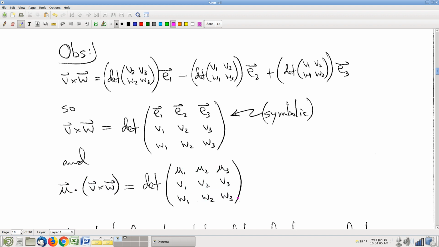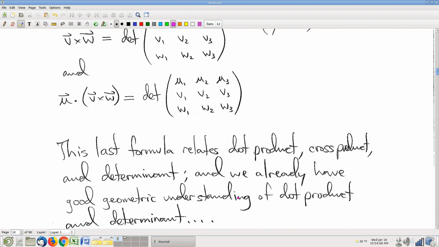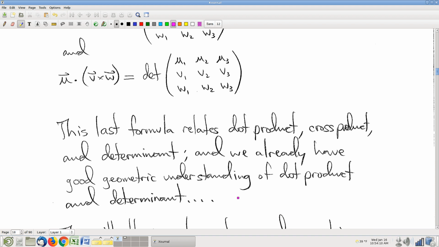Okay. So here's one of the beautiful things about this formula. I already understand the determinant geometrically. We have these neat facts about volumes and right-hand order and all that business. We already understand dot products pretty well geometrically. So we have a formula here that involves several operations, most of which we understand. And this is what's going to allow us to gain further understanding of the cross product. By way of this formula, we're going to learn about the cross product by using what we already know about the dot product and determinant. Okay.